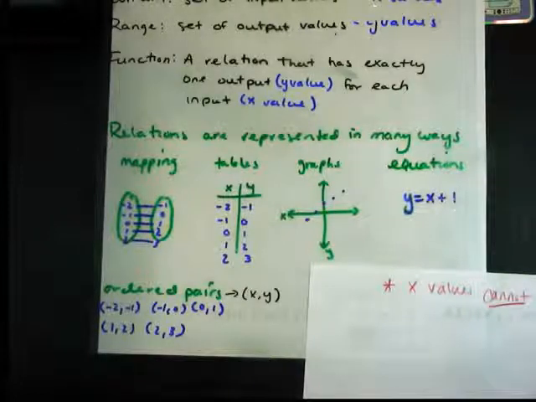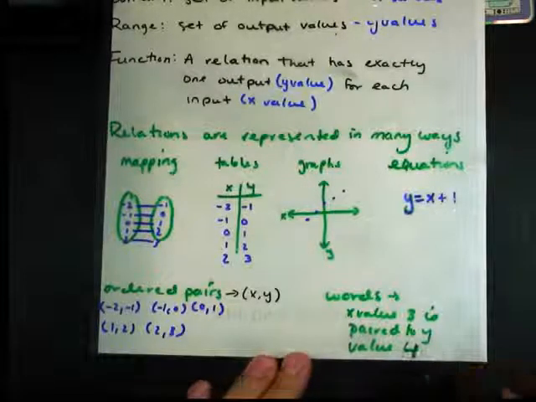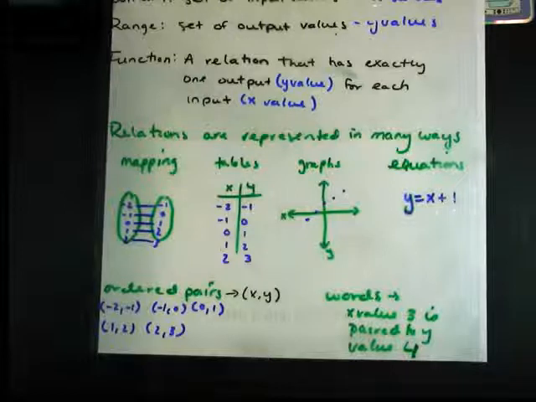And the last way we use is called words. For example, in this case, we would say the x value 3 is paired to the y value 4.